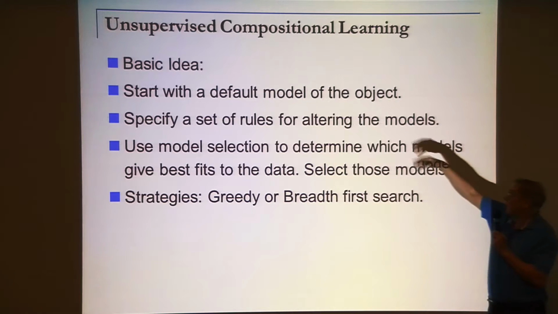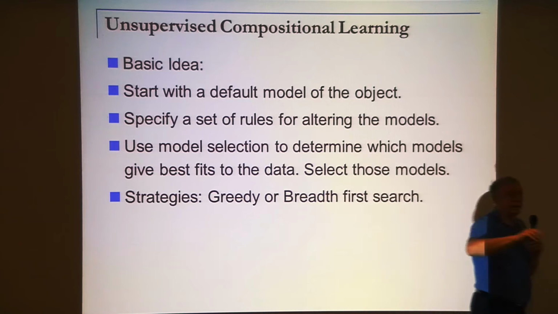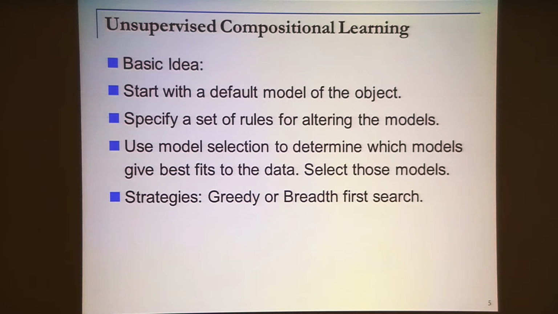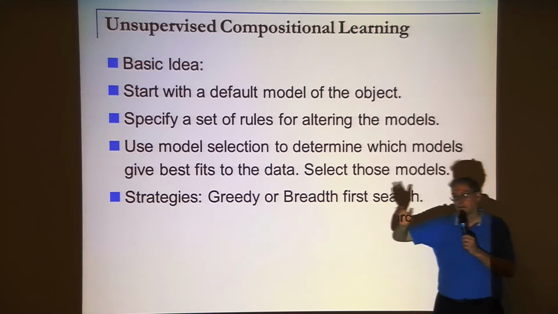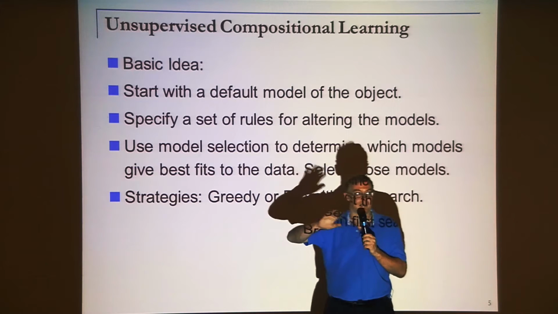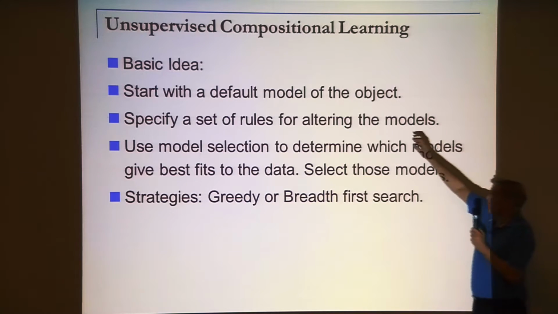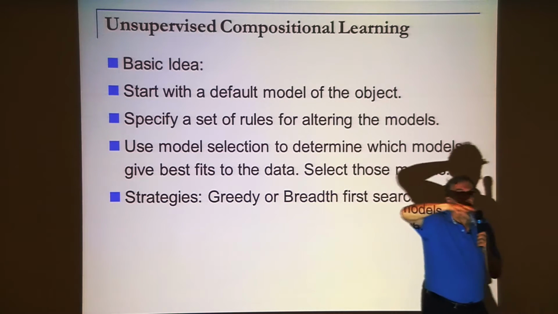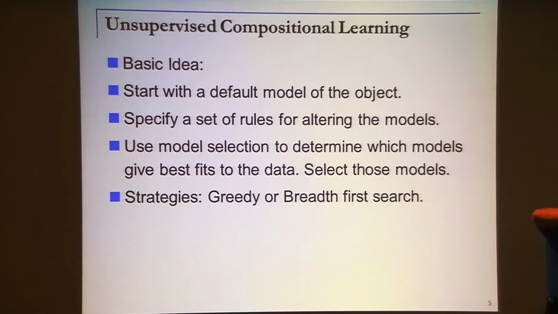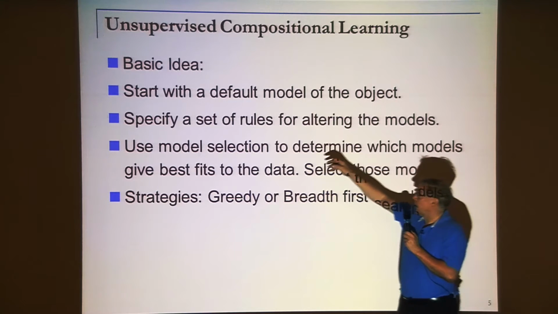You start with a model of the object or the image or the data, which is the default model. And that's a really stupid model. It's obviously going to be a really terrible model, but it's one that assumes that features of the object are independently distributed spatially. And I'll show a little bit of that later on. Then you need to have a set of rules for changing the model, adding different components to it, etc., building it up.